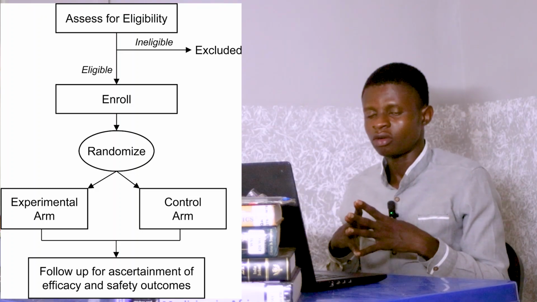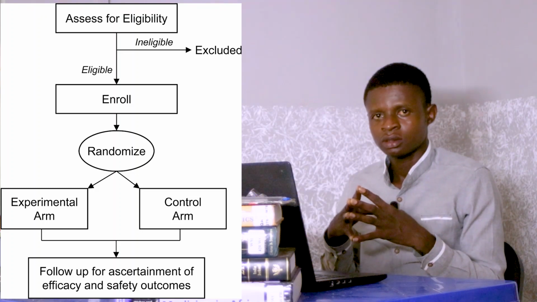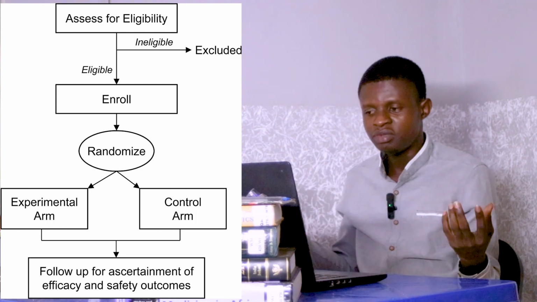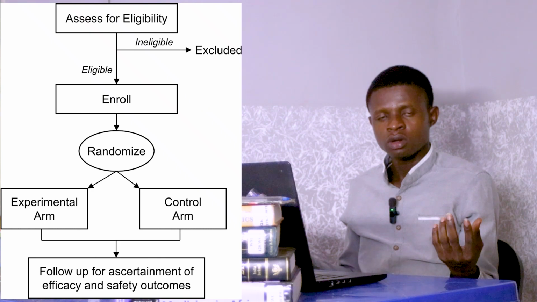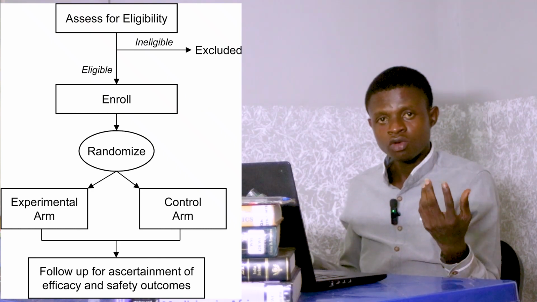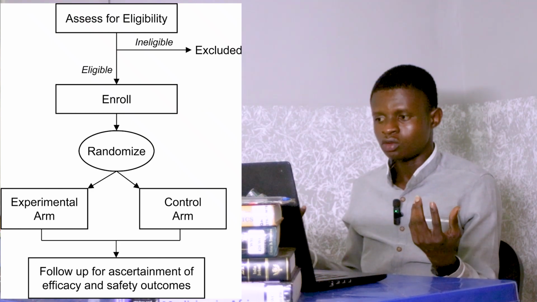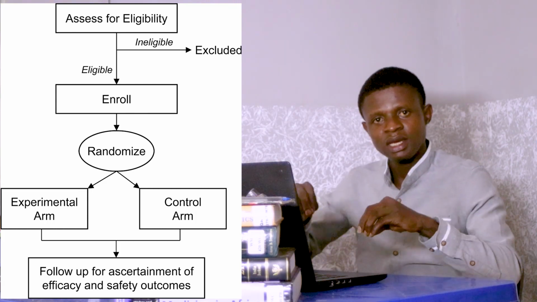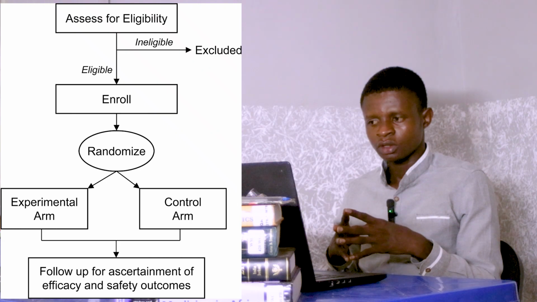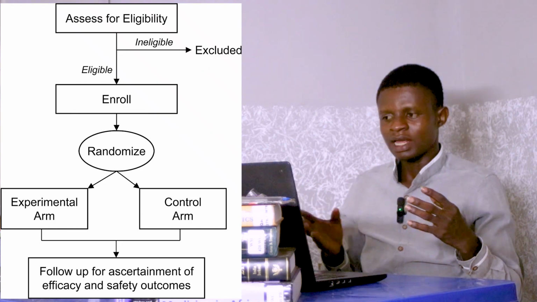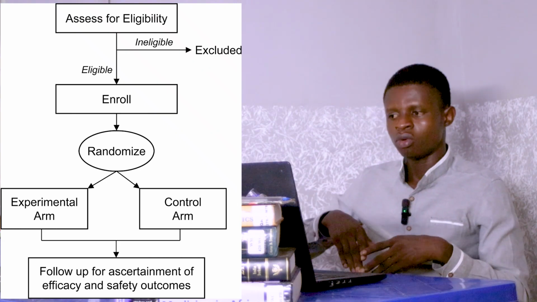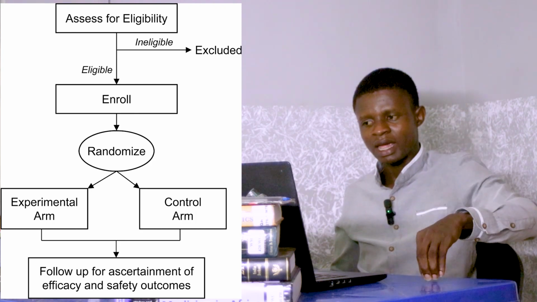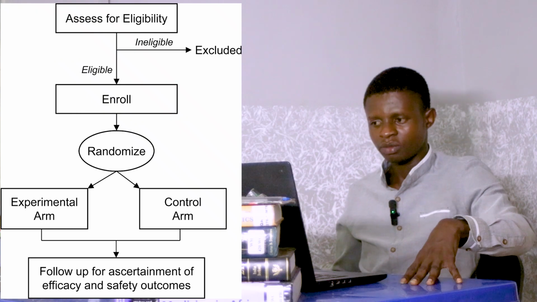Pictorial representation of randomized control trial. So first you assess the eligibility. So you try to look on your inclusion and then exclusion criteria to recruit your people, to know who is eligible to partake in your study. So you assess them. Those that are ineligible, you just exclude them from the study, and then those that are eligible, you include them into your study.